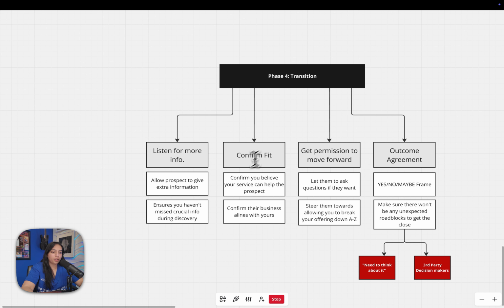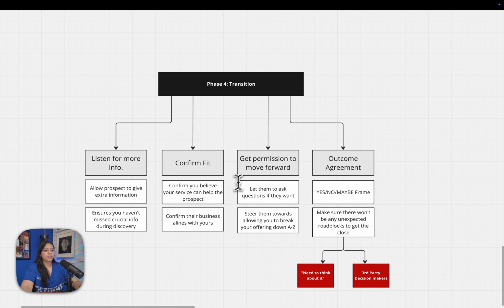So that's where you're confirming the fit once you've told them that we definitely think AI can help you reach your goals faster and save you a lot of time. Then you get permission to move forward. If they have any questions, you let them ask, and then you steer them towards allowing you to break down your offer from A through Z. My tip here is that you always want to give the A through Z option because 99% of prospects won't know what questions to ask about automation.